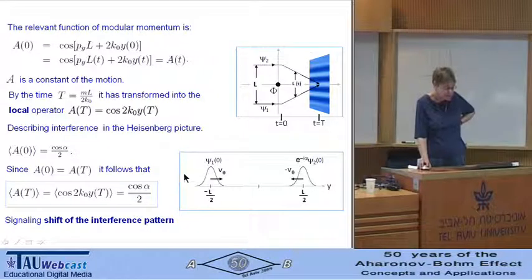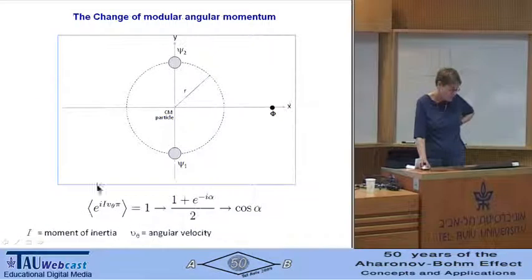We have seen that the change in modular momentum which occurred when the particle passed by the solenoid, while the two wave packets were still apart, manifests itself later on as a shift of the interference pattern of the AB effect. And here I will relate only very briefly to the change of angular modular momentum. This is described in the reference frame where the particle is at rest and the solenoid is moving. Note the change in the angular modular momentum when the solenoid enters the circle and again as it leaves it.